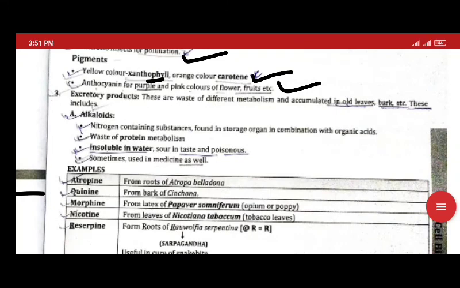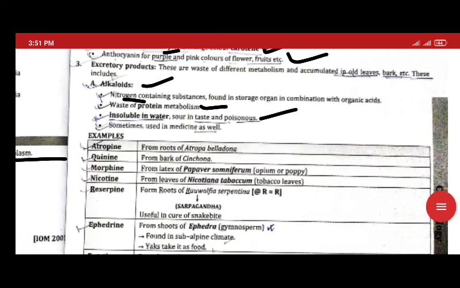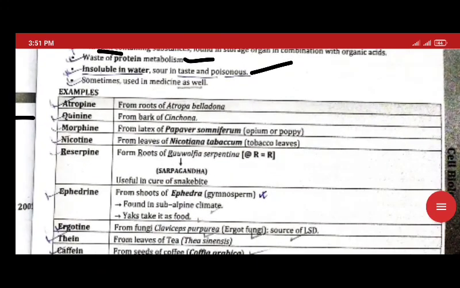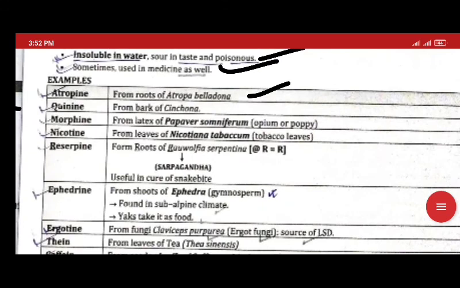Now the third type of secretory product is alkaloids. Alkaloids are nitrogen-containing substances, waste of protein. They are insoluble in water and also used in medicine. Example: atropine in eye drops, from Atropa belladonna. Quinine for malaria, from the bark of cinchona. Morphine from the poppy plant, an opioid type. Nicotine, also a drug type. Reserpine is for snake bite.